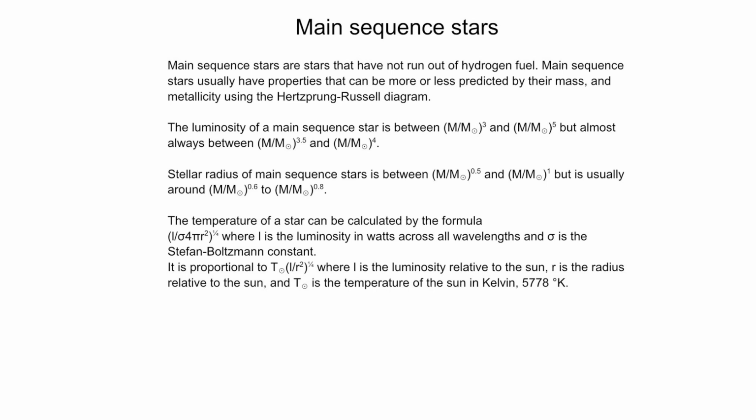It is proportional to the temperature of the Sun times the luminosity over the radius of the star relative to the Sun squared, to the 1/4. And this is all relative to the Sun, so you have to multiply it by the Sun's temperature, which is 5,778 degrees Kelvin, or 5,505 Celsius. But Celsius does not start at 0 temperature, so it won't work.